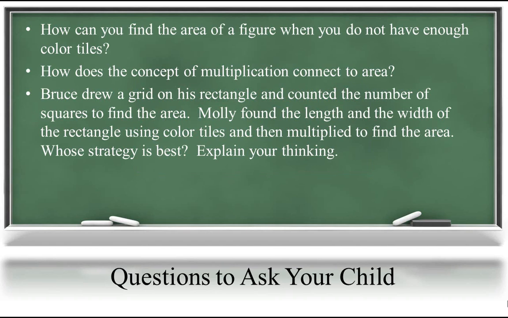And as our children are learning about different strategies for finding the area of a figure, it is important for them to evaluate those strategies and always look for the strategy that's going to get them to finding their answer most efficiently and accurately. That's why it's important to ask questions like this. Bruce drew a grid on his rectangle and counted the number of squares to find the area. Molly found the length and width of the rectangle using color tiles and then multiplied to find the area. Whose strategy is best? Explain your thinking.